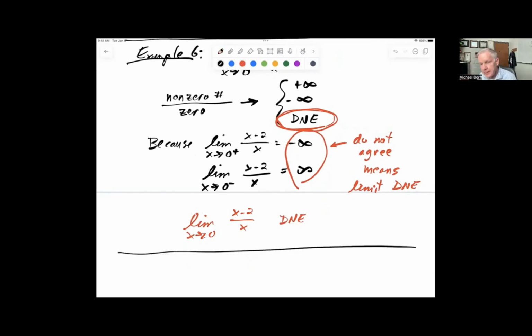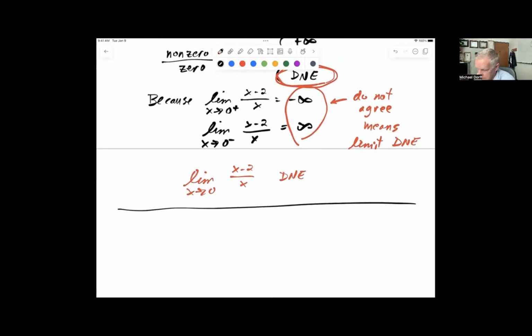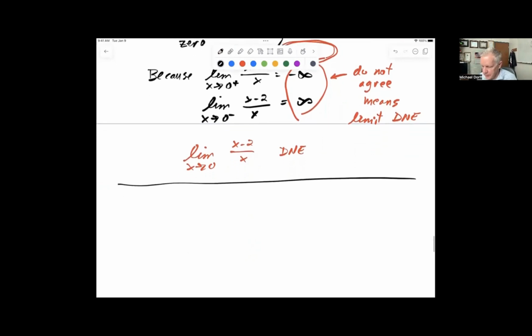Okay. There's another example of this in my lecture notes, so you can look that over if you want another example. But the key idea is if I have a non-zero number over zero, then it's going to be one of three possibilities: either infinity, negative infinity, or does not exist. And then you want to use one-sided approaches to figure out which one of those it will be.